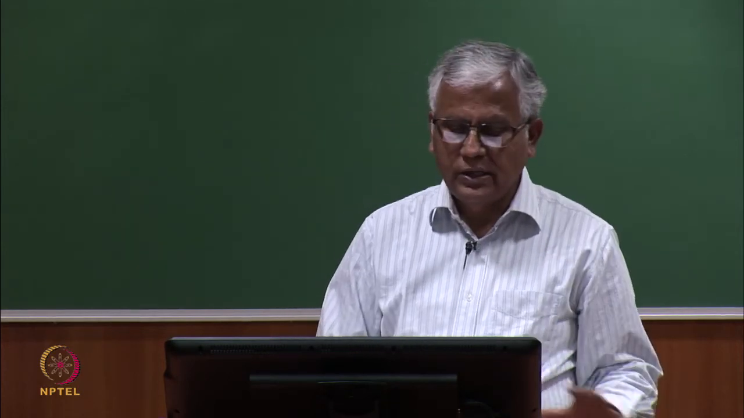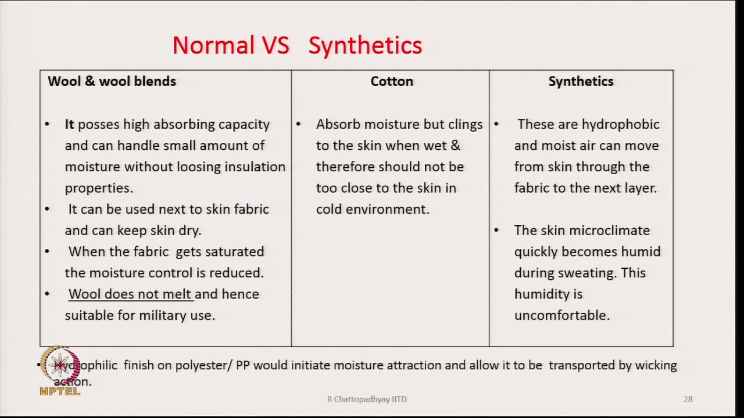Here, we have given a comparative chart we have made in terms of normal or synthetic fibers which we should use for the inner layer. So, wool, cotton and synthetics are there. As discussed, cotton absorbs moisture, clings to the skin and should not be too close to the skin in cold environment, provided the situation is such that the person is going to sweat.